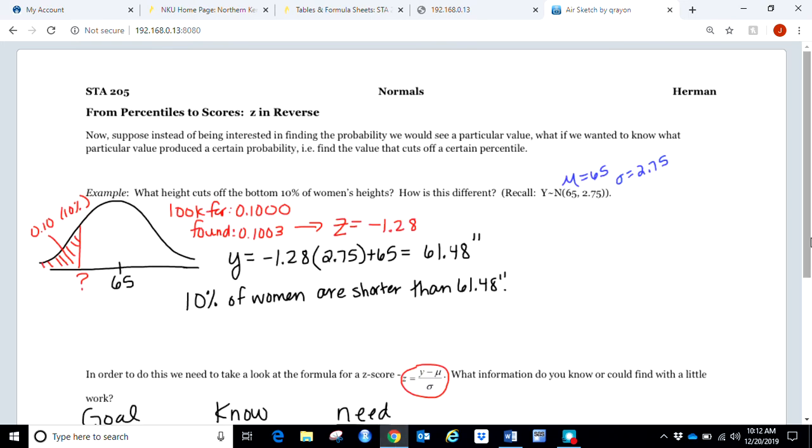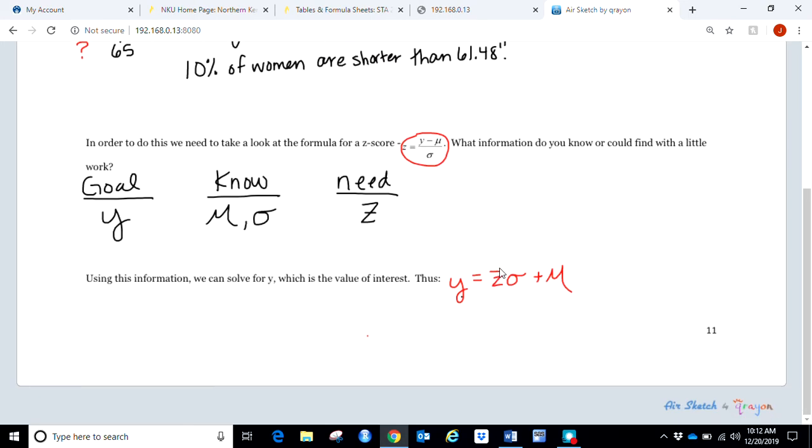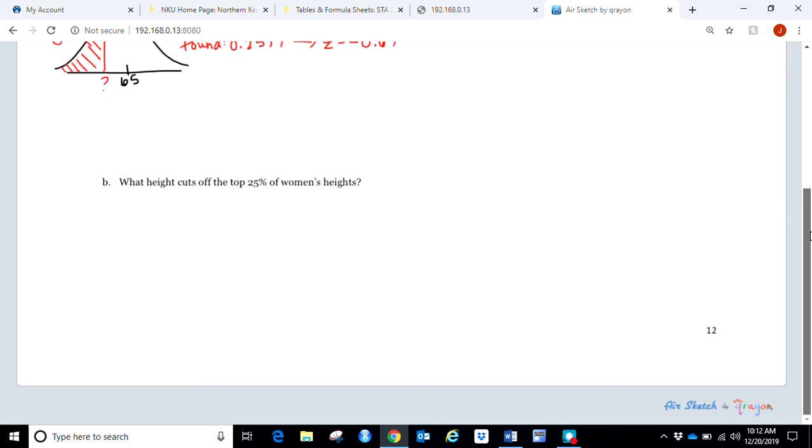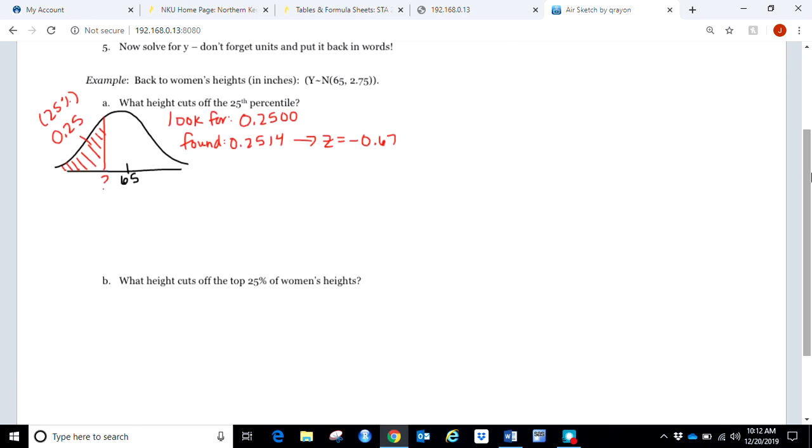At this point, I'm just going to be plugging things into my formula I have here, because now I have my z and I already know my sigma and my mu. So now doing our math, our z is negative 0.67, our standard deviation was 2.75 inches, and my mean was 65. Doing the math here, we're going to get 63.16, this is a height, so those are inches.